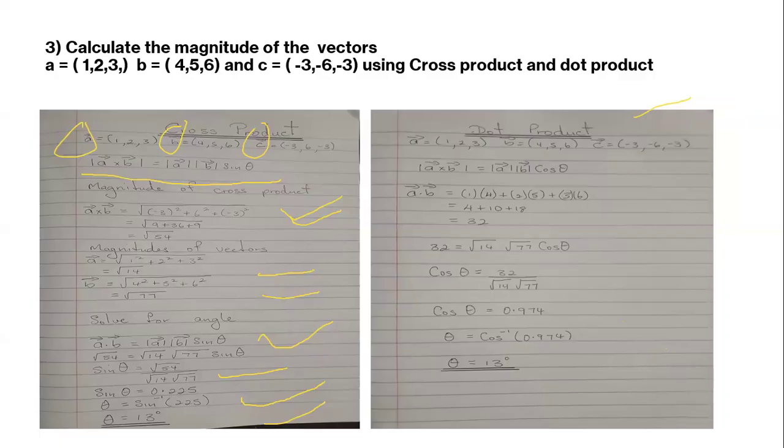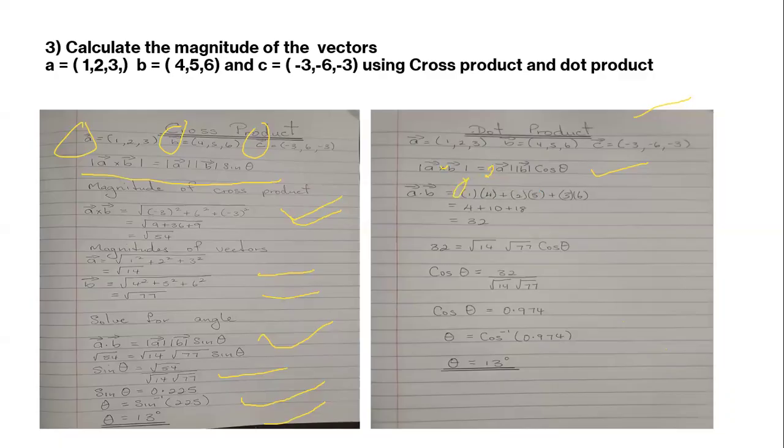But using the dot product, if you notice, instead of sine theta, we use cos theta. So A times B is supposed to be A dot B. My bad. A dot B equals vector A times vector B cos theta. So here we have vector A and vector B.